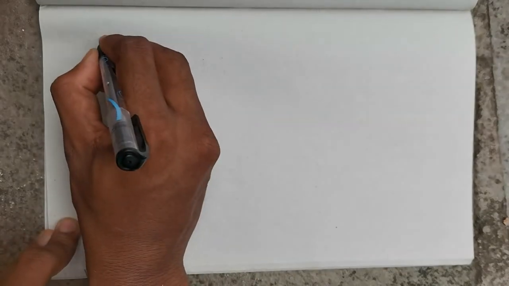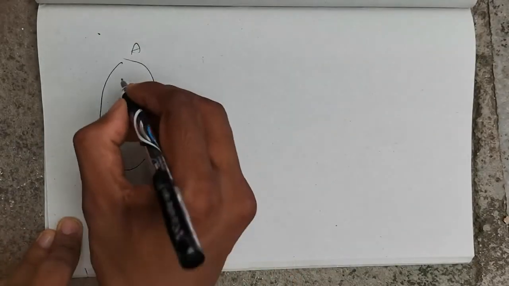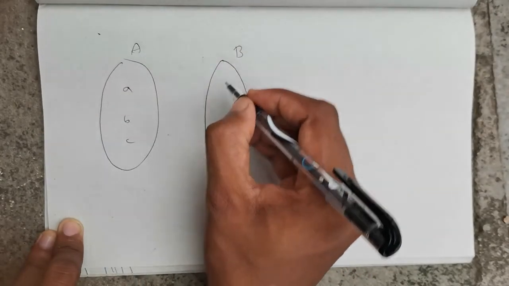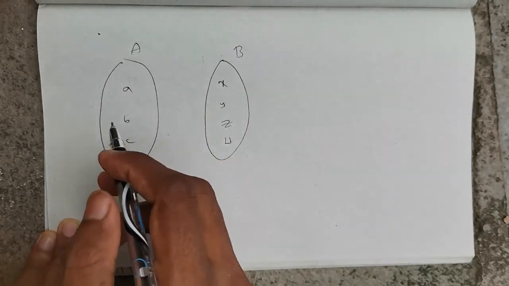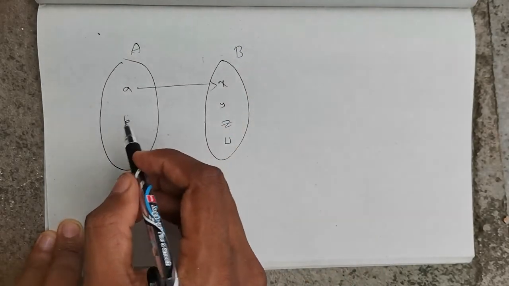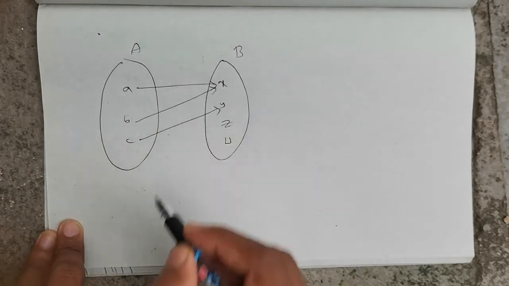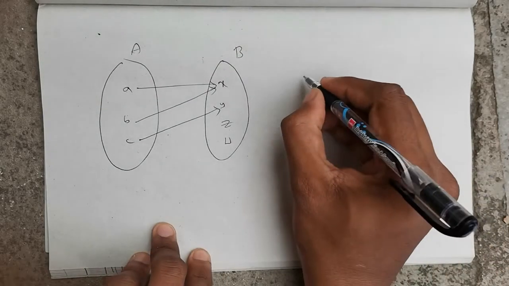Let us take one more example. Set A is {A, B, C}, and set B is {X, Y, Z, W}. A is connected to X, B also to X, C to Y. Whether this is a bijection or not. First we need to check whether it is one-one or not. Let us check.